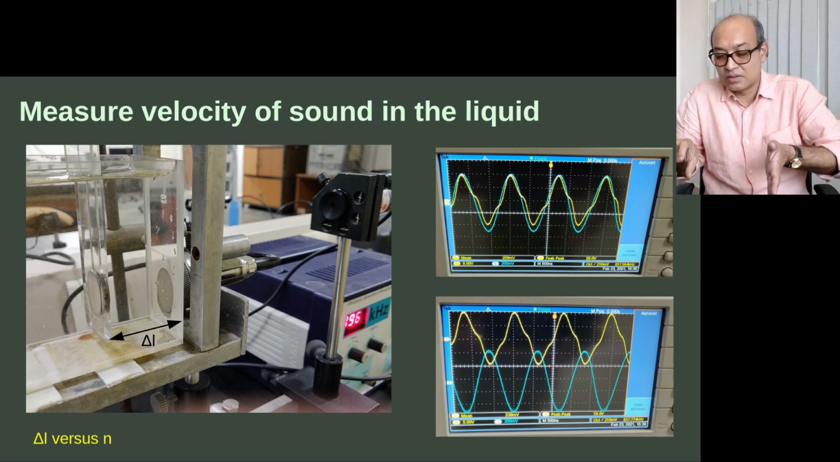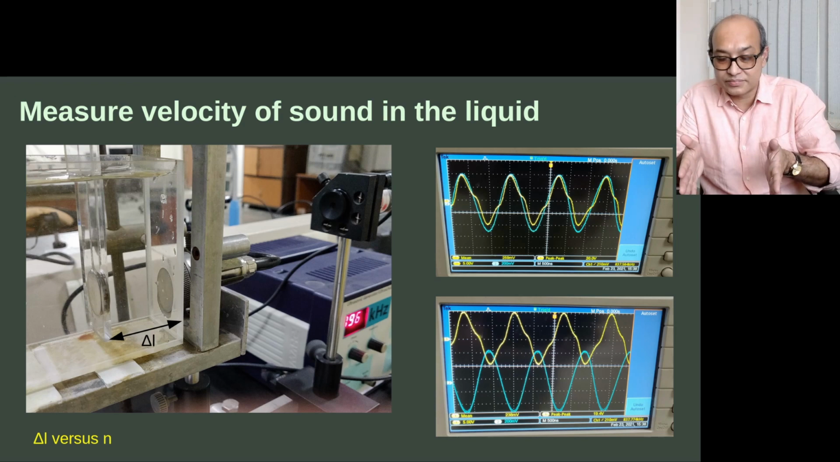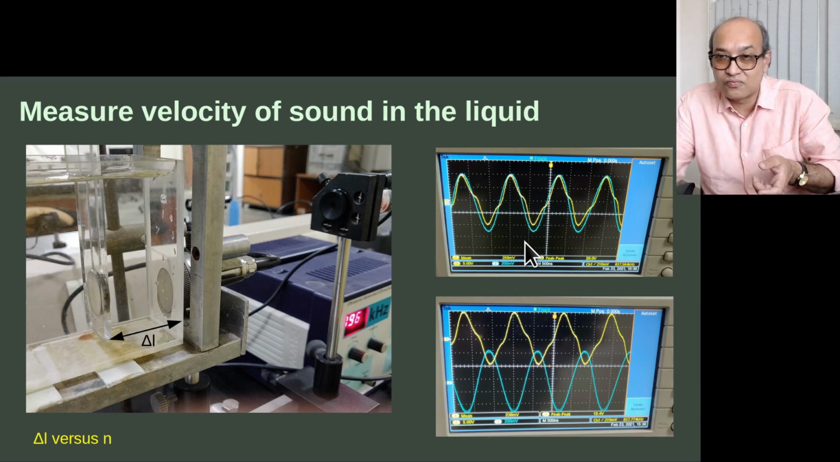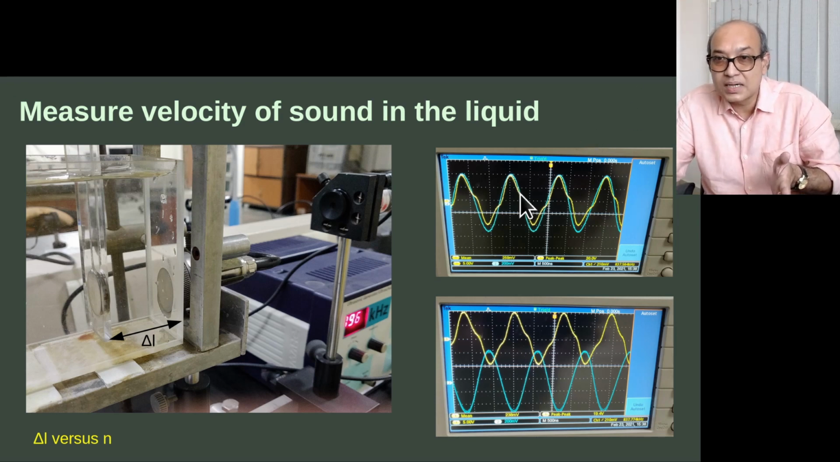Now what we can do, we can monitor the waveform of the ultrasound source, and we can monitor what the receiver is receiving. So we monitor the two waveforms using an oscilloscope, and what you see is the trace where we have exactly an integer number of wavelengths between the source and the receiver. As a result, both the waveforms are more or less in phase.